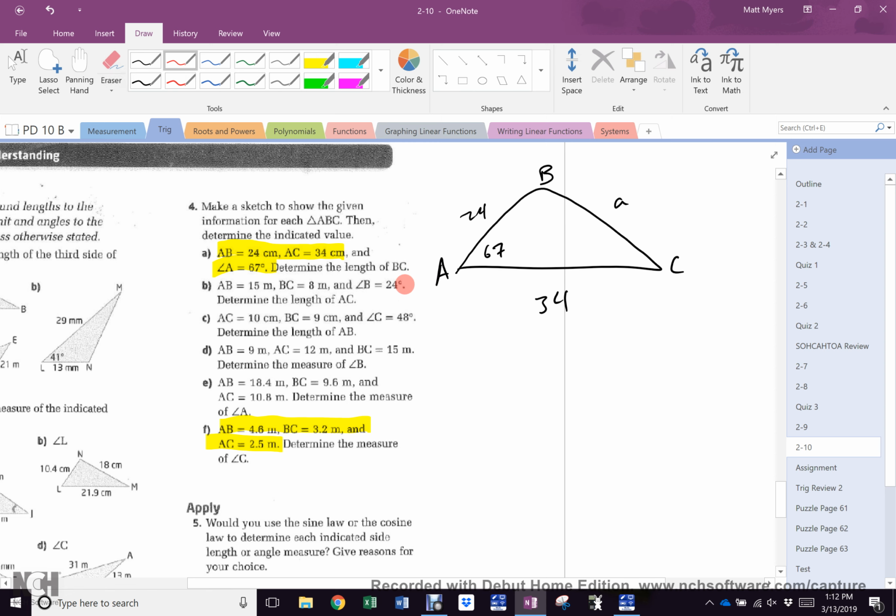So, of course, this one would be this value: a squared would equal 24 squared plus 34 squared minus 2 times 24 times 34 times cos 67. Then you would punch that into your calculator. All right? Now, I know that you know how to substitute stuff into an equation.